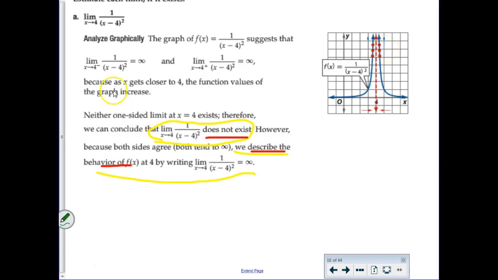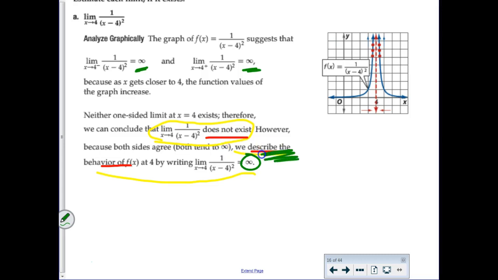So what they're going to tell you here is because the left side and the right side limit are approaching the same value of infinity, it approaches infinity as the limit. So now look carefully here, guys. Neither one-sided limit at x equals 4 exists. Therefore, we can conclude that the limit does not exist. However, because both sides agree and tend to infinity, we describe the behavior of f of x.